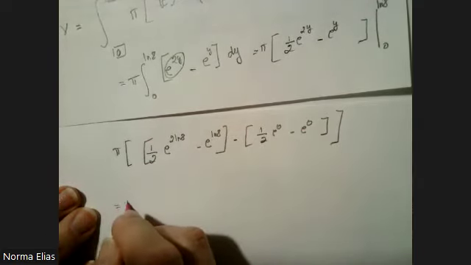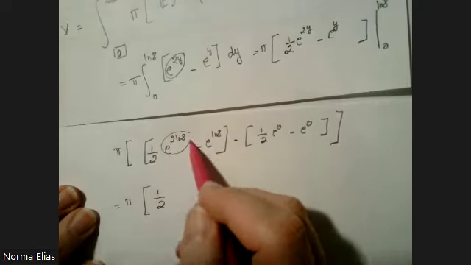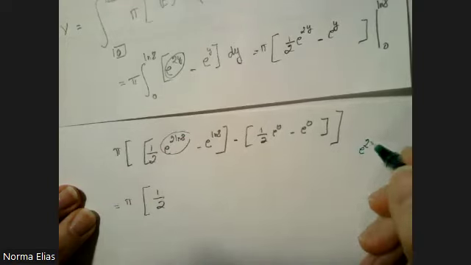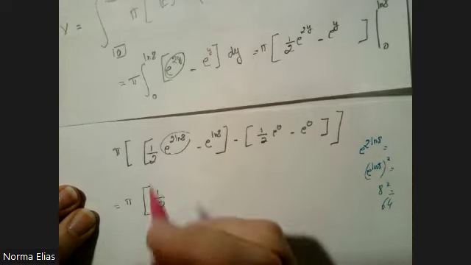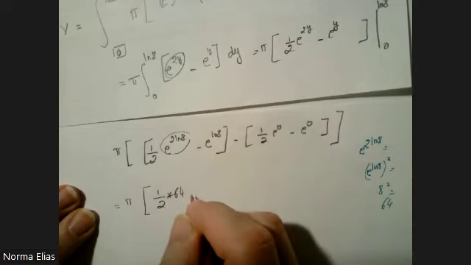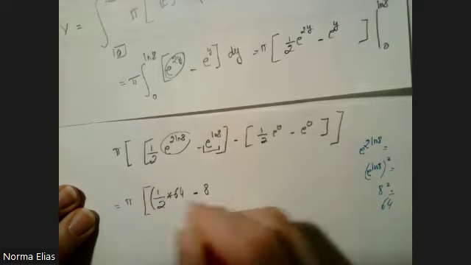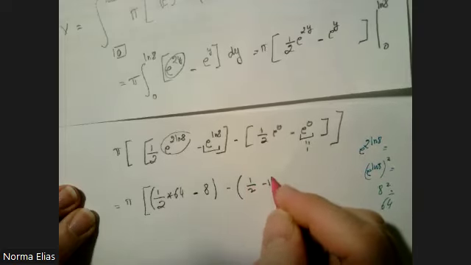So finally, this is equal to pi times a half e to the 2 ln of 8. Let us remember, e to the 2 ln of 8 is basically e to the ln of 8, squared. It means 8 squared, which is 64. And I do expect you to be able to do that. So it's going to be a half times 64, minus e to the ln of anything is anything, minus e to the 0 is 1. So I will have a half minus 1.